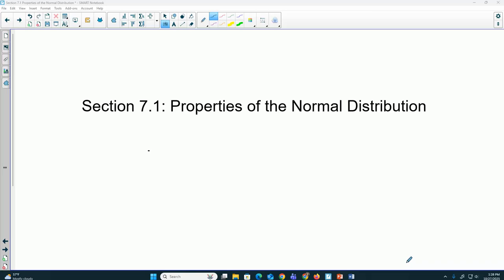This continues our idea of the probability distribution. Probability distribution, we know, is like all of our outcomes and the probability of each. And we talked about one specific probability distribution in the last unit, the binomial distribution.